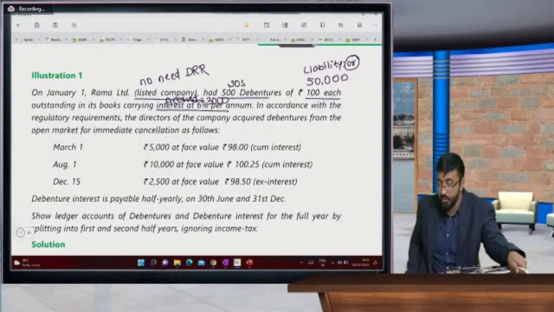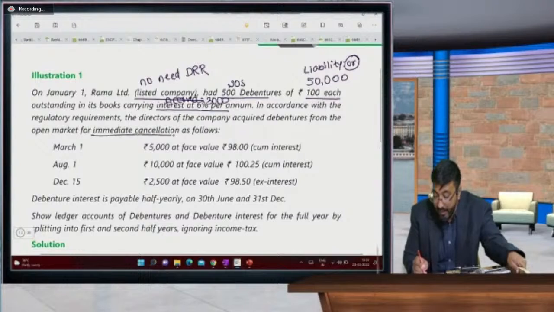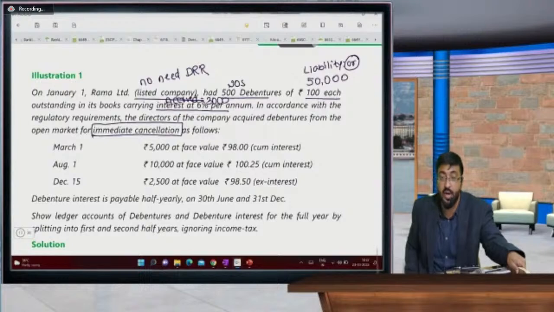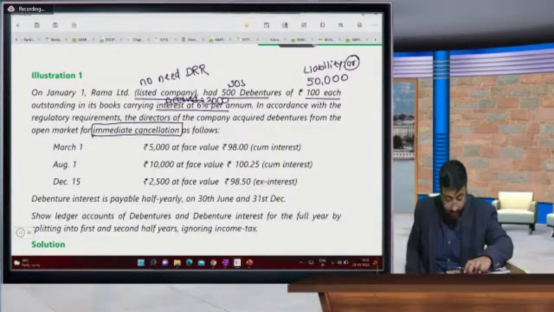In accordance with the regulatory requirement, the directors of the company acquire debentures from the open market for immediate cancellation. For immediate cancellation, so write it, underline immediate cancellation. March 1, 5,000 at face value.